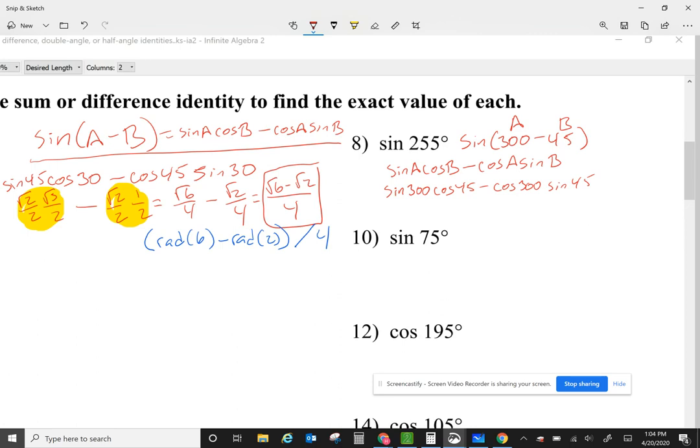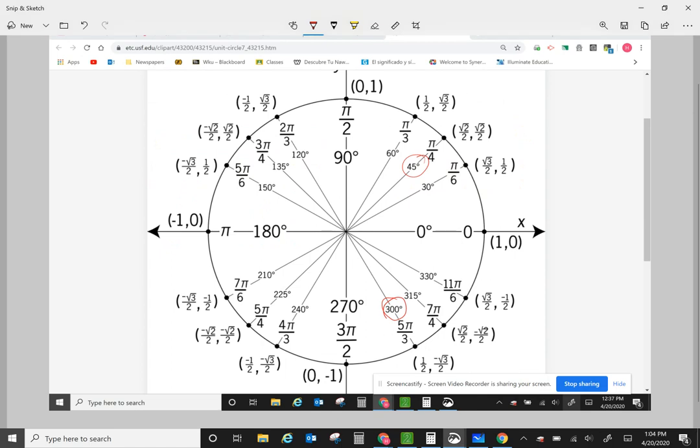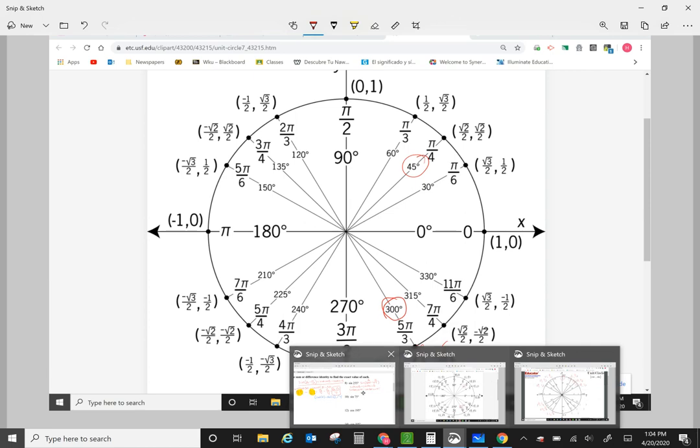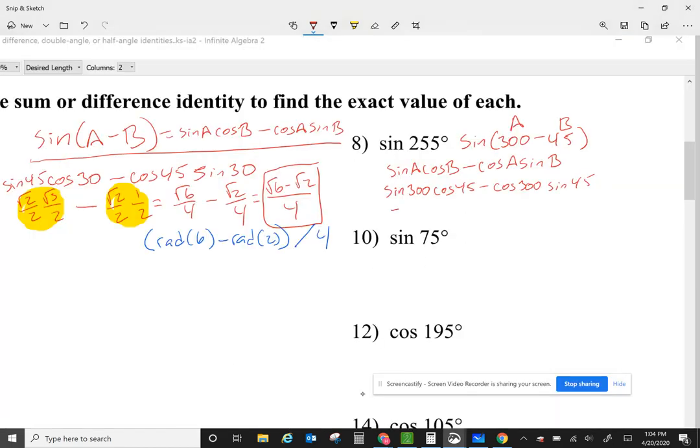Remember your unit circle. Sine of 300. I'm just using the picture that I showed you guys earlier. I'm using this. Remember my first value. This is my cosine and this is my sine. So sine of 300 is negative radical 3 over 2. Cosine of 45, that's radical 2 over 2. Cosine of 300 is 1/2. Sine of 45 is radical 2 over 2.